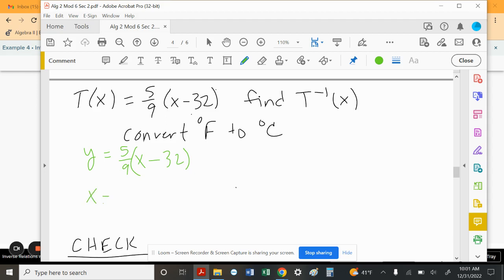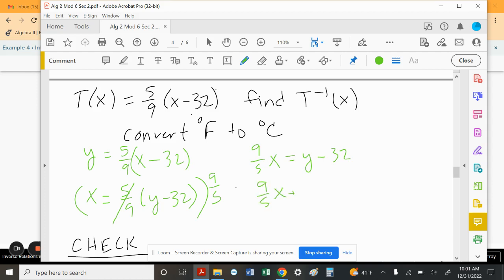So then I reverse things. x equals 5/9 times y minus 32. I want to isolate that y. So I'm going to multiply everything by 9/5. That'll cancel the 5/9. So I have 9/5 x equals y minus 32. So then I have 9/5 x plus 32 equals y. And now you notice we have a different equation. So y equals 9/5 x plus 32.